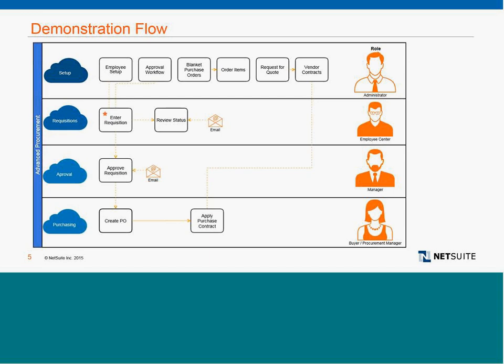Then we'll go in as an employee center and be an end user that actually does the requesting. We'll request some items, and see how they can review the status of the request. It can be approved by the manager. And finally, we'll get in as the buyer or procurement manager, and we'll look at all those requests that have been created. We'll create purchase orders from that and combine those down into a single purchase order. And then at the end, we'll apply one of our purchase contracts to that purchase order.